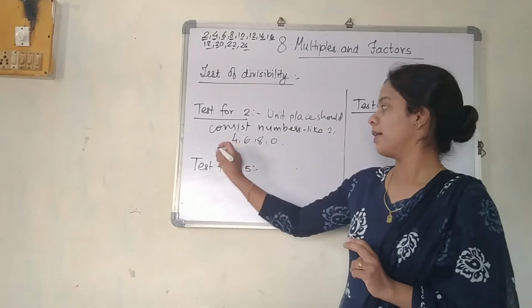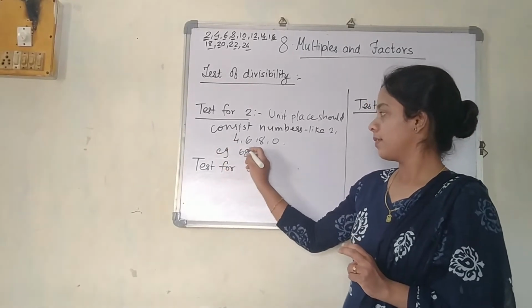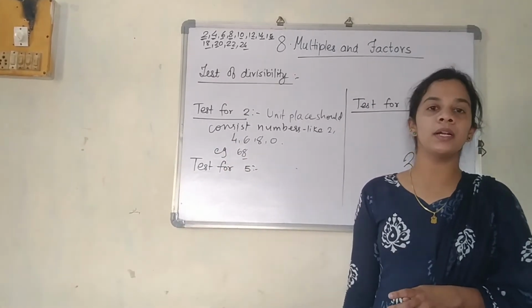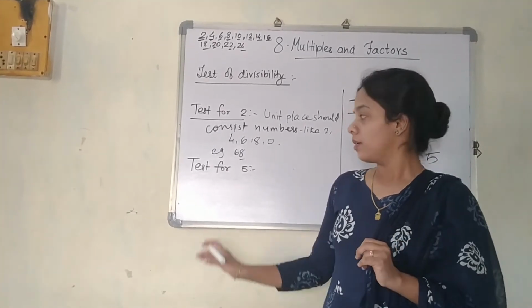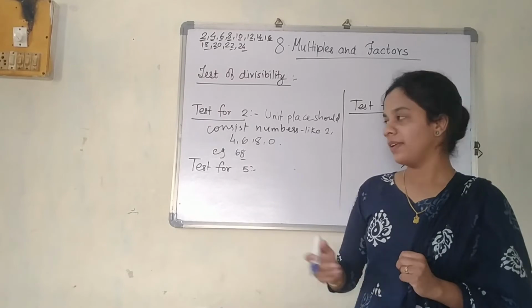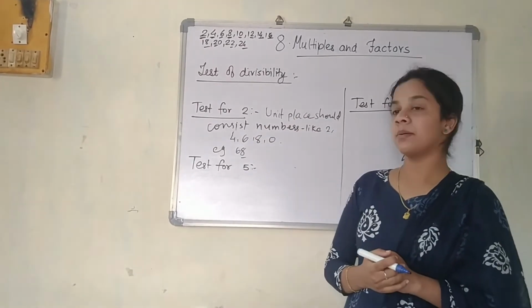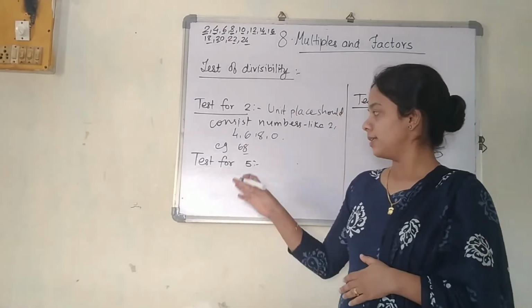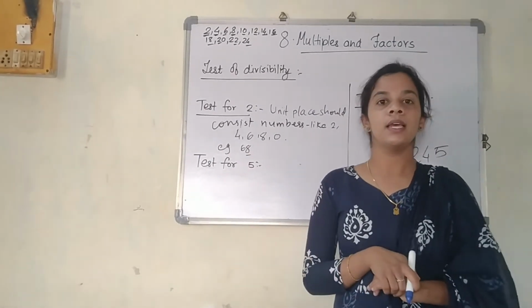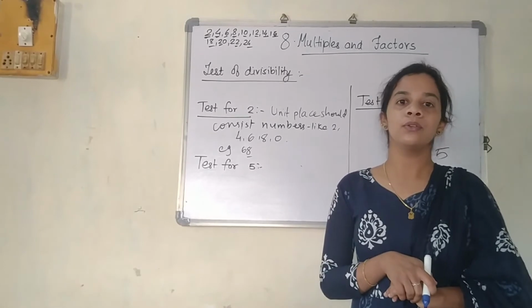For example, if I give you 68. Now 68, basically we know the table, that is 2 tens are 20. After that we are not trying to see for it. But 68, the unit place is 8. And we know the test, the unit place should contain a number like 2, 4, 6, 8 and 0. Then it is divisible by 2. So here it is 8. So we can clearly say that a factor of 68 can be 2.